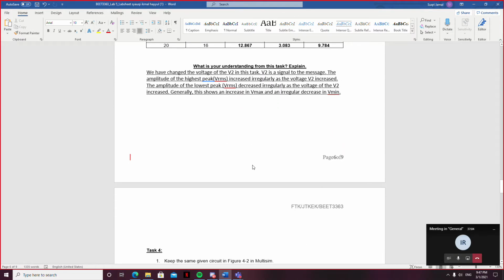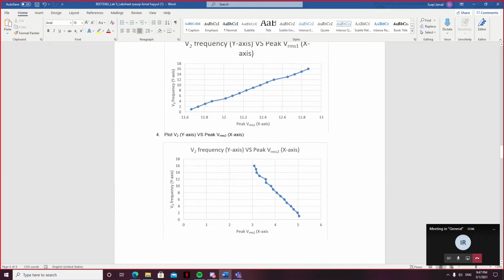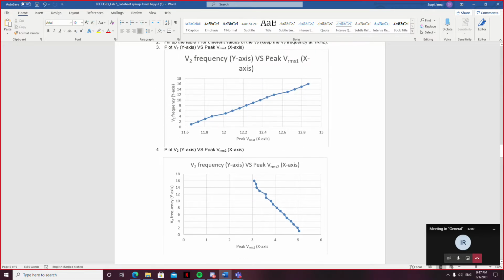Let's see the graph. This is the graph that we get for V2 on the Y axis versus peak VRMS on the X axis.